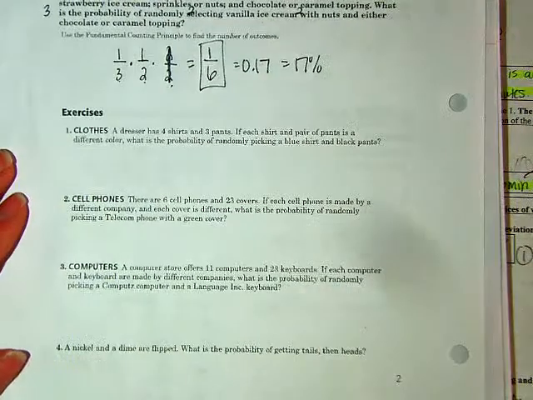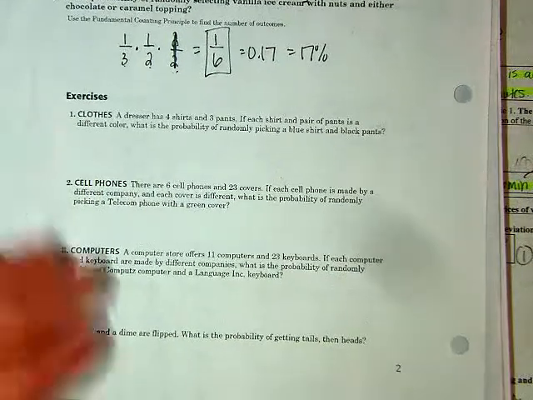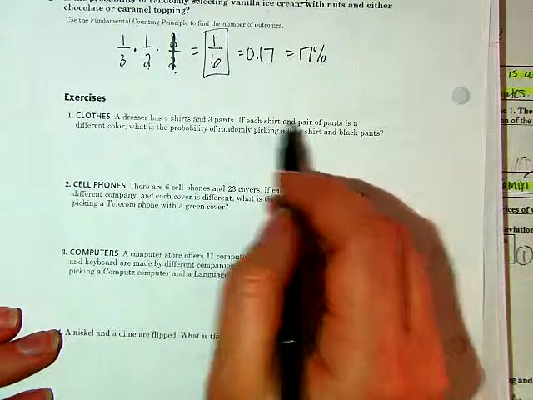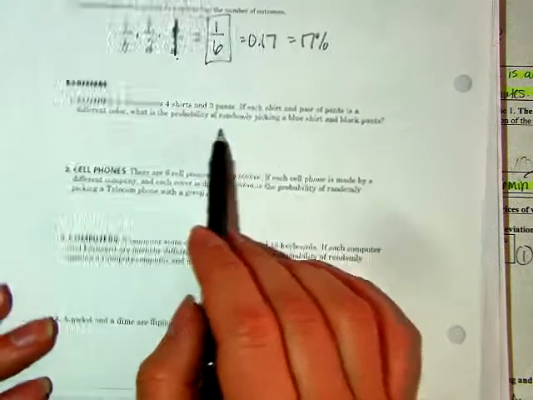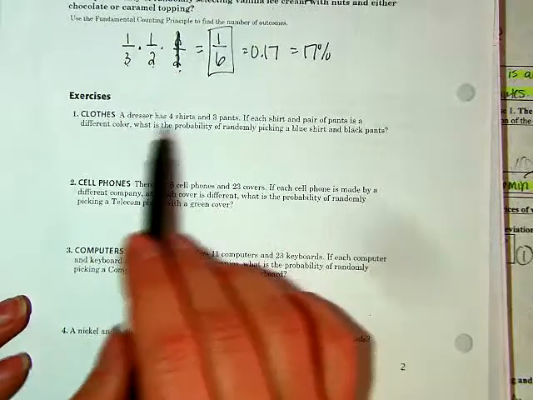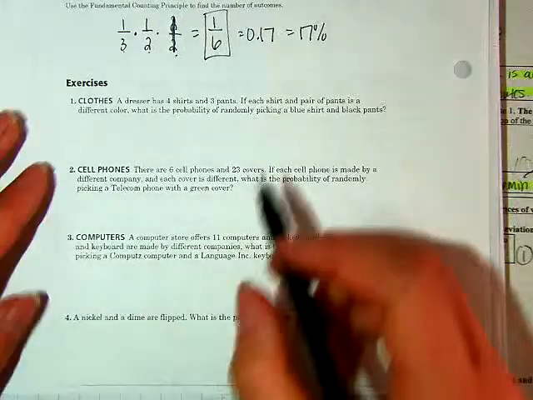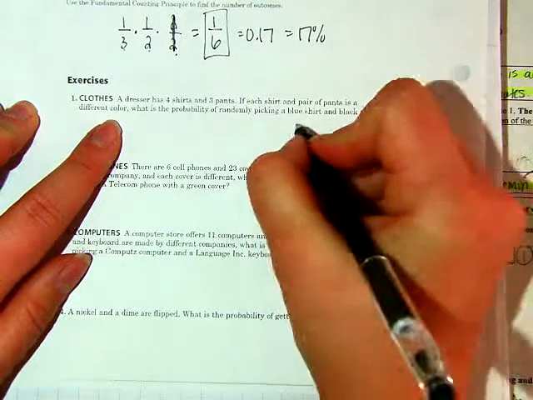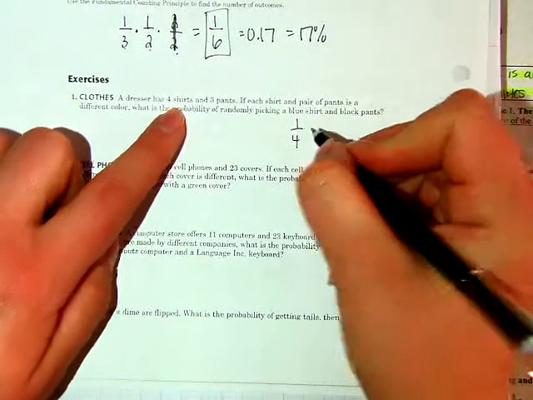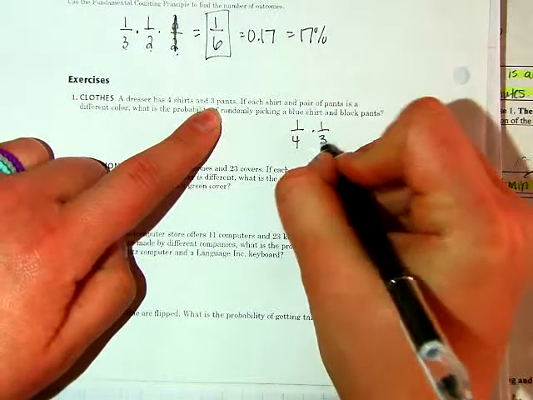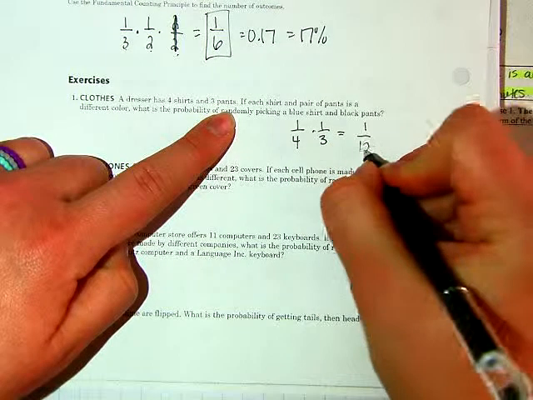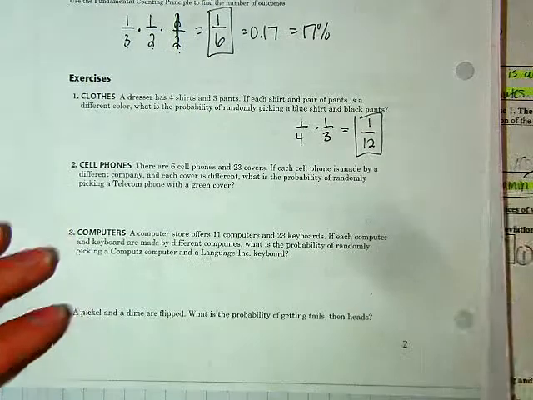Okay, so a couple more where we're just going to practice here. A dresser has 4 shirts and 3 pants. If each shirt and pants is a different color, what is the probability of randomly selecting a blue shirt? It's important that they're different colors so that you have a fair chance of getting all of them. So blue shirt, that would be a 1 out of 4. Black pants, 1 out of 3, would be 1 out of 12. And then you could convert to a fraction, decimal, percent.